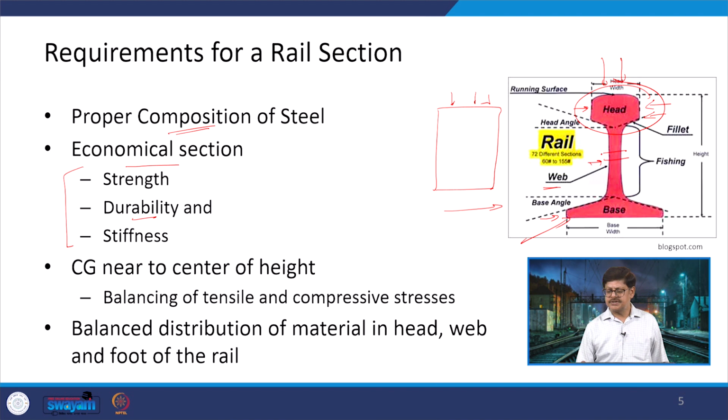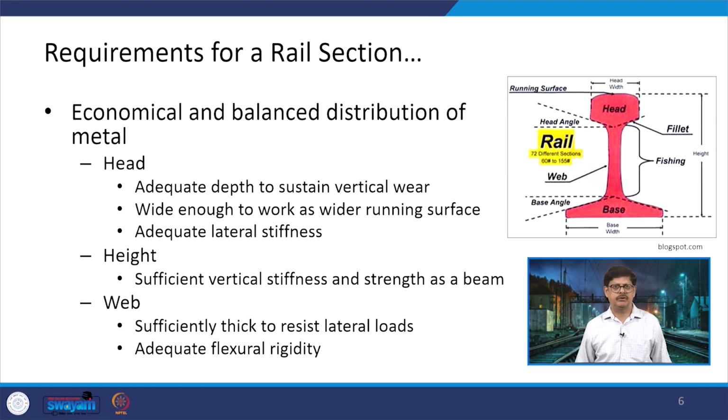Another aspect is the CG. The CG of this rail section, at what place it should be. It should be very near to the center of the height, and if that happens, it will balance the tensile and compressive stresses which are going to be induced in this section. So, there are forces which are coming here, so there will be tensile and compressive conditions occurring, and that balancing will be there. There is a balanced distribution of material in the head, web and foot of the rail. I just talked about how the balancing is to be done, and that is being talked about further.